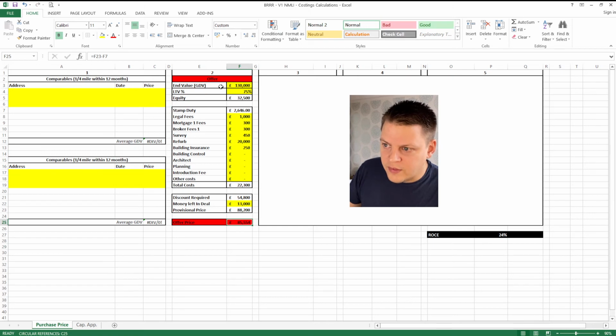So although this stamp duty is slightly more by a few hundred pounds, which means our offer price is probably a few hundred pounds too low, in the big scheme of things, we're talking about tens of thousands of pounds or hundreds of thousands of pounds. This is completely reasonable in terms of degree of error. So therefore, our offer price is £85,554 if it's going to be worth £130,000 done up, and these are going to be the costs associated with obtaining it. So I hope you found that interesting.